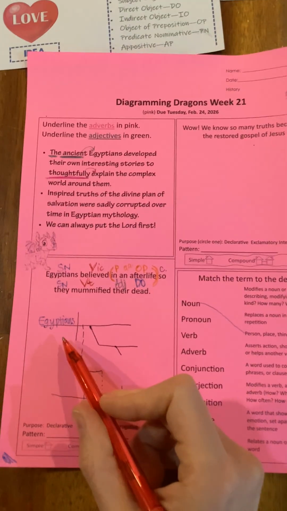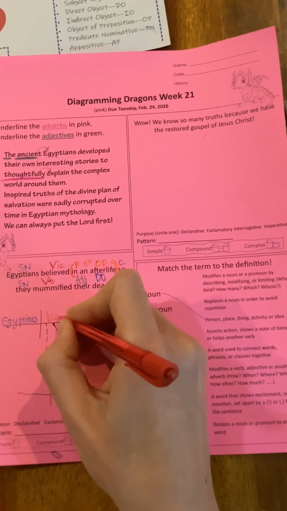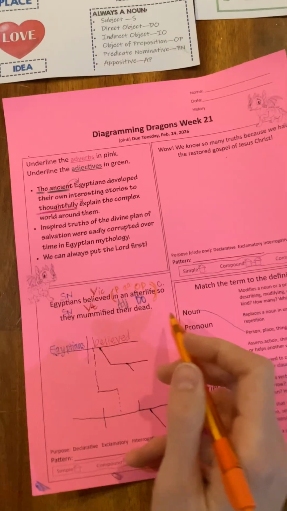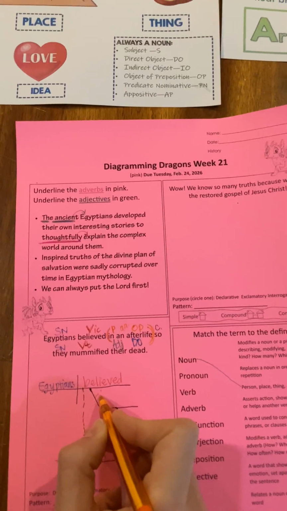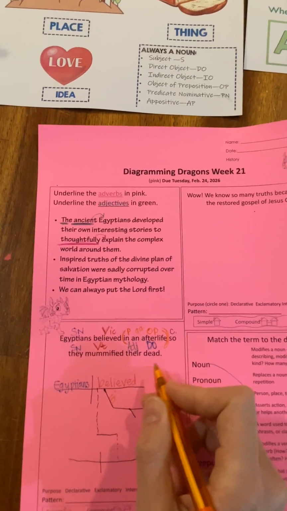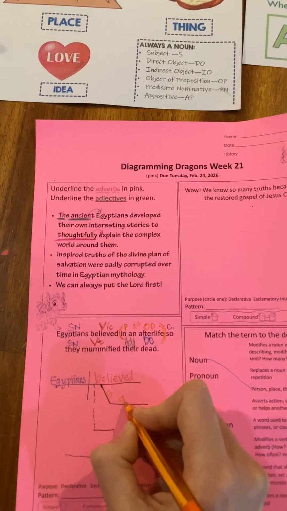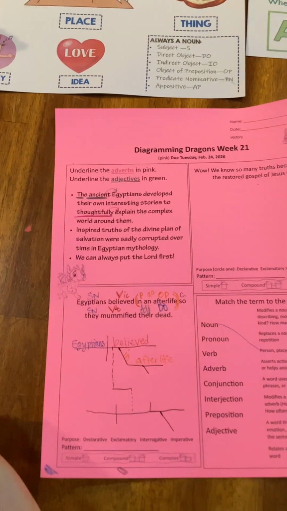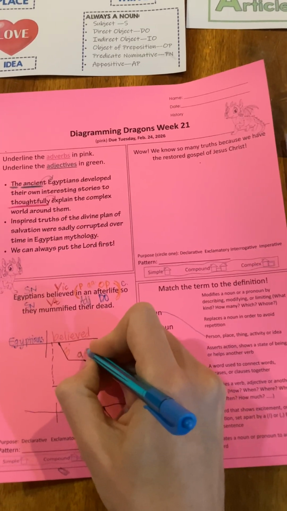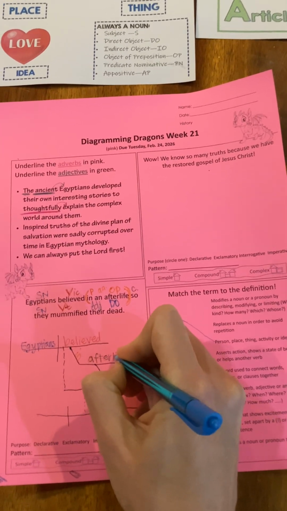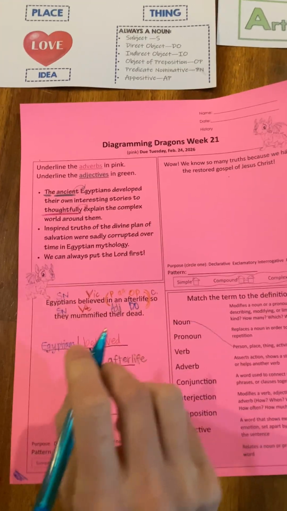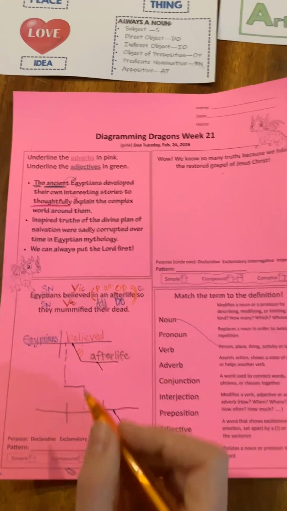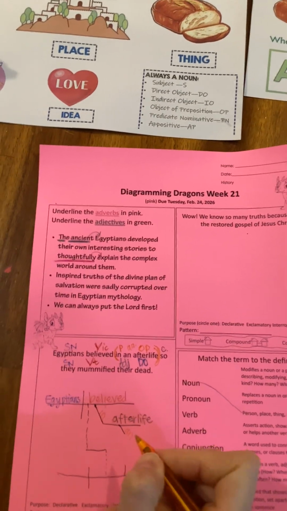So let's go ahead. Egyptians believed is our verb. And then we have our prepositional phrase, in an afterlife. In comes on this slanted line. And then our object of the preposition is afterlife. That goes on the straight line. I've just realized I have it in yellow because it's part of my prepositional phrase, but it is a noun, so it could be blue. In an afterlife. Okay, that's all right. Just leave it there. An afterlife.